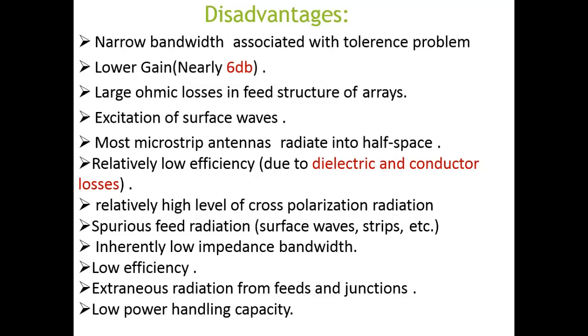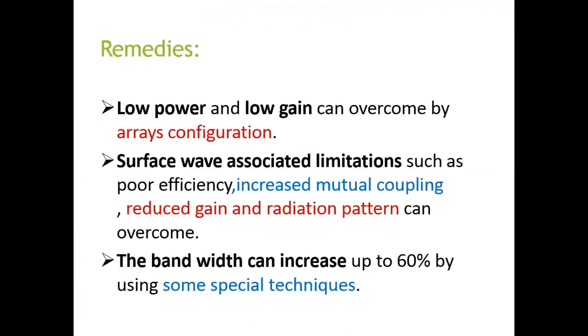Here half space means only one side; radiation will be possible only on one side. That's why it is called half space. Relatively low efficiency, that means due to dielectric and conductor losses. Relatively high level of cross polarization radiation. Severe spurious radiation, surface waves, strips, etc. Inherently low impedance bandwidth, low efficiency, extraneous radiation from feeds and junctions, low power handling capacity.